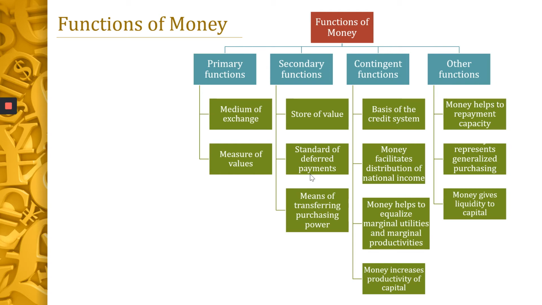Let us go on to the contingent functions of money. Under this, we have four side headings: basis of credit system, money facilitates distribution of national income, money helps to equalize marginal utilities and marginal productivities, and money increases productivity of capital. So under this, we have four side headings.